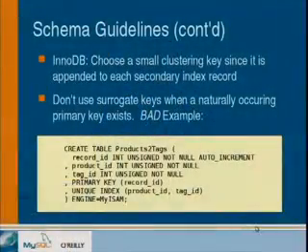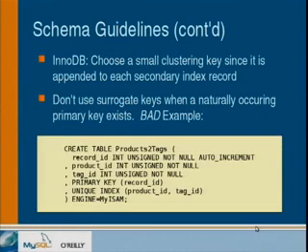InnoDB: choose the smallest possible clustering key, since, like I just explained, it's appended to every single secondary index record. So if you've got a 12-byte primary key on your InnoDB table, that's 12 bytes per index record that are being appended every single time you insert into the table. So be aware of that.